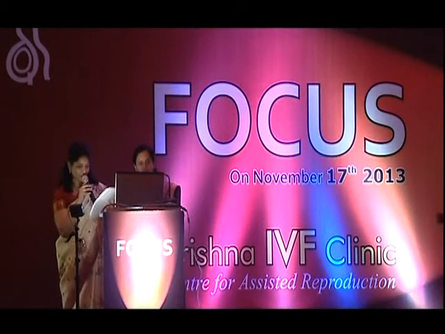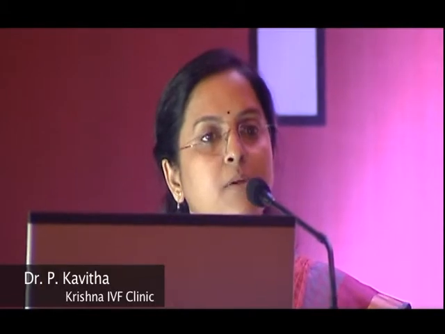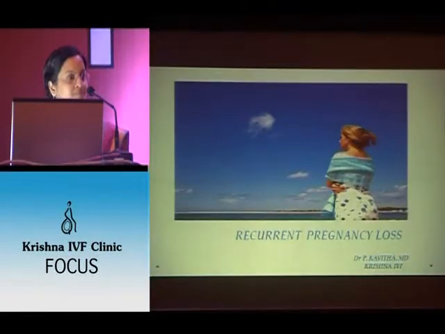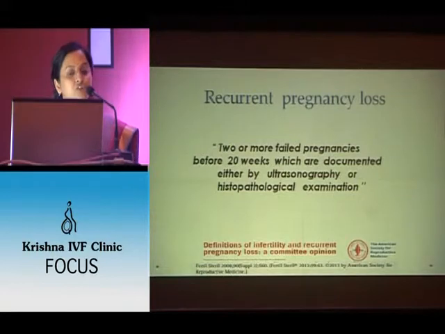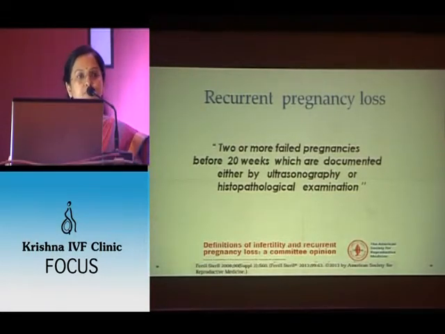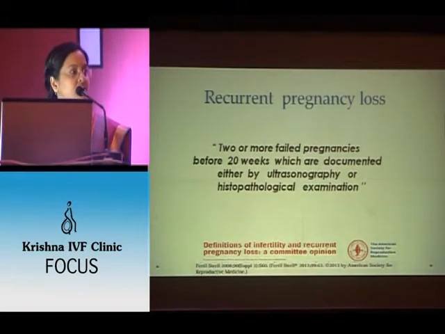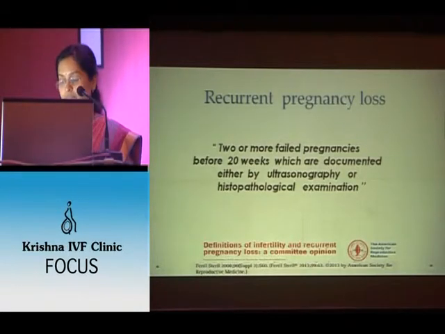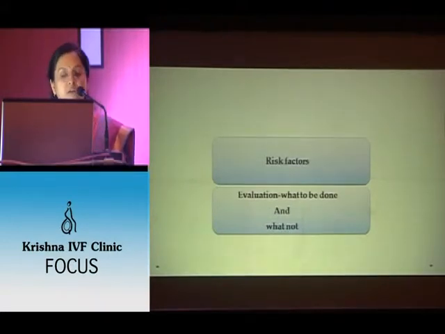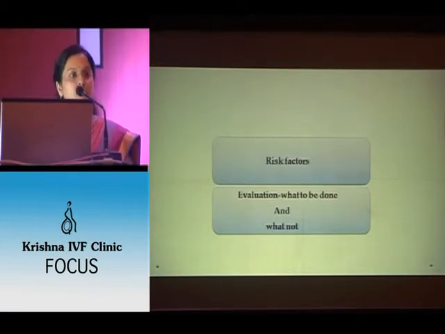Recurrent pregnancy loss is a distressing condition to the couple who expect answers and solutions, and it is also a vexing problem to the treating physician as he does not have answers in the face of ever-changing and conflicting recommendations. By definition, it is 2 or more failed pregnancies before 20 weeks of gestation which are documented either by ultrasonography or histopathological examination. I'll be discussing the risk factors for this condition and evaluation of this condition, what is to be done and what is not needed.